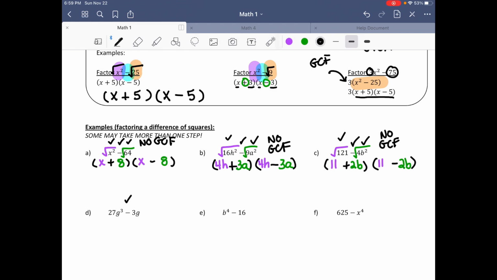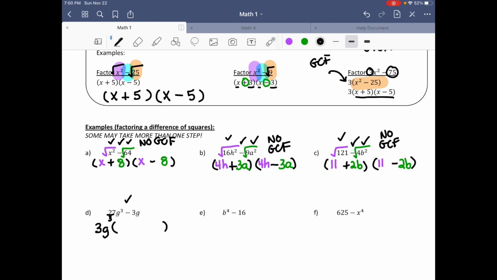All right, so for the next one. So the next one I have subtraction, but then I noticed I have an odd exponent, and these are not perfect squares. So when I look at this, the first thing I'm going to notice is that I could potentially have a GCF, and I do have a GCF. These are both divisible by 3 and g. So I'm going to take 3g out of my problem. And we need to talk about what's left over.